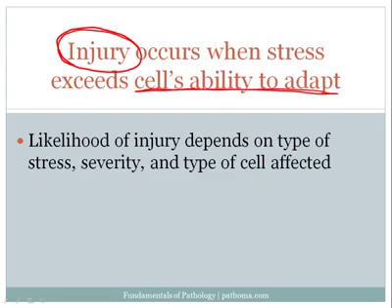Now, we could ask a simple question here: what determines whether the cells of an organ are going to adapt or they're going to become injured? Well, actually, there's three major factors. The first is the type of stress. For example, if an organ were to become inflamed, it's much more likely that the inflammation would result in a growth adaptation than perhaps injury. The severity of the stress is also important.